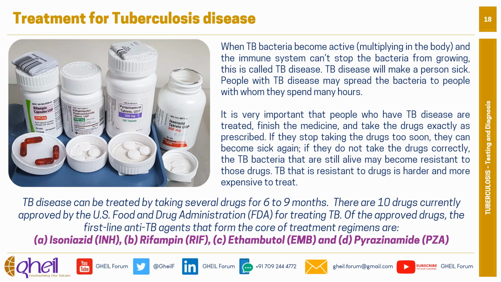TB disease can be treated by taking several drugs for 6 to 9 months. There are 10 drugs currently approved by the US Food and Drug Administration, FDA, for treating TB. Of the approved drugs, the first-line anti-TB agents that form the core of treatment regimens are isoniazid, INH, rifampin, RIF, ethambutol, EMB, and pyrazinamide, PZA.